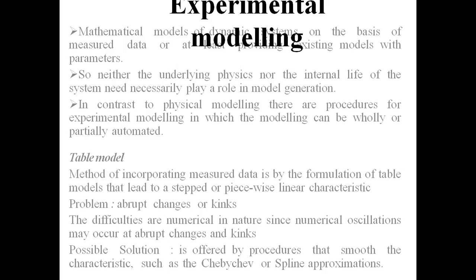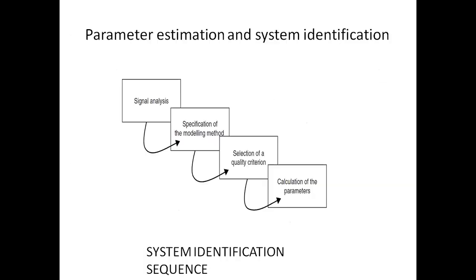Whereas in the case of a table model, the method of incorporating measured data is the formulation of table models that lead to piecewise linear characteristics. In the case of a problem, we will have abrupt changes or kinks. The difficulties are numerical in nature, since numerical oscillations may occur at abrupt changes and kinks. A possible solution is offered by procedures that smooth the characteristics: either Chebyshev approximations or spline approximation.